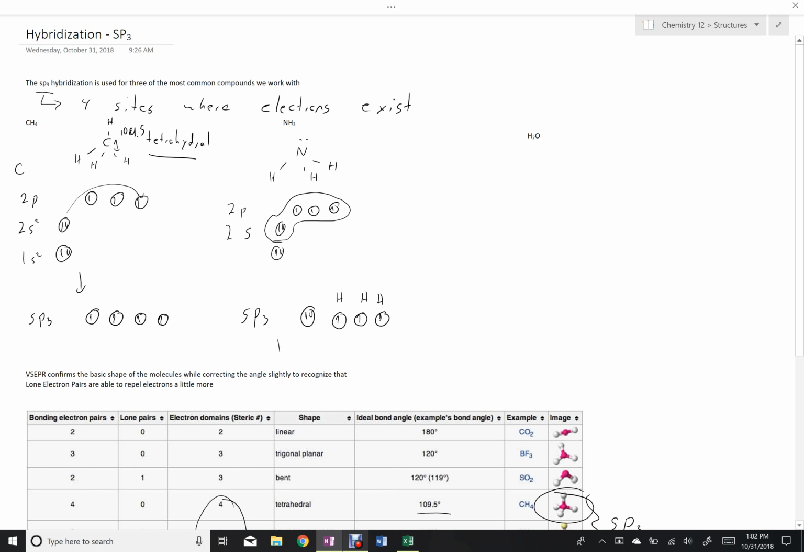Now, the sp3 we say has a tetrahedral shape. And when we say that, what we mean is if we imagine all of the orbitals associated with where these electrons are, it forms a tetrahedron, just like with methane. However, in this case, since one of these is occupied by a lone electron pair, the overall shape of the molecule doesn't actually end up being a tetrahedron, but if I look at the molecule itself, it ends up being a triangular-based pyramid, which is why VSEPR calls this trigonal pyramidal.